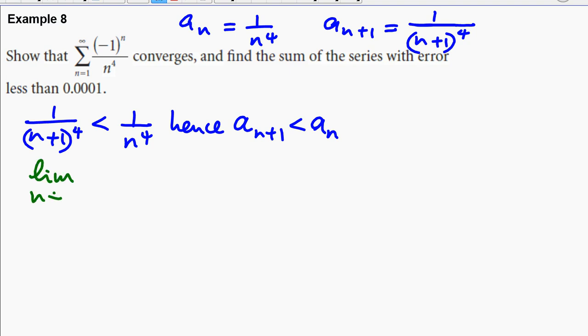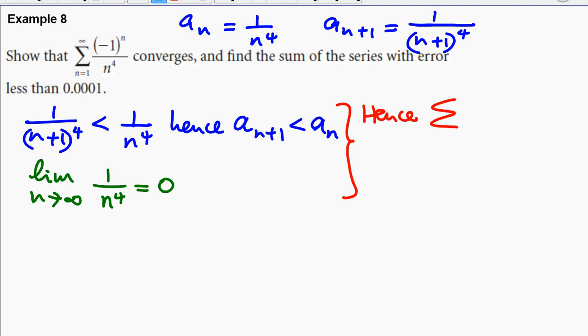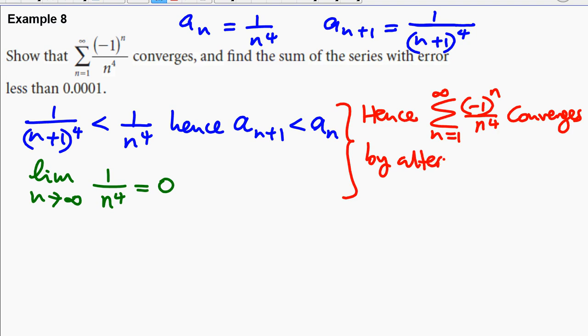So the limit as n approaches infinity of 1 over n to the power 4 will be equal to 0. Hence, we can conclude and say that this series converges by the alternating series test.